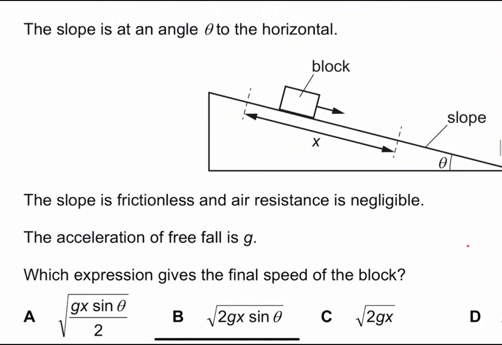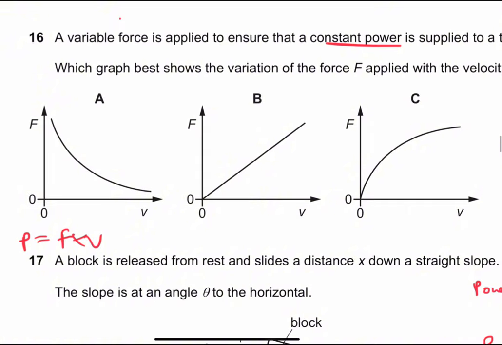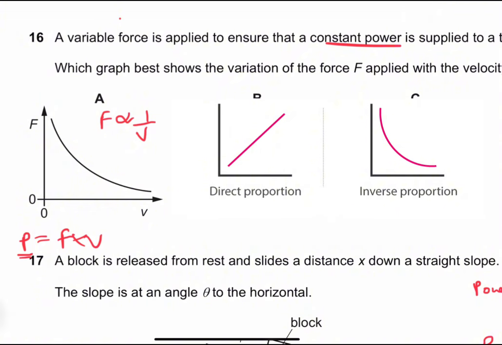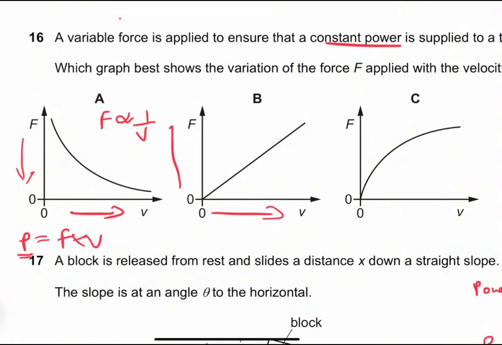Now that we know that power is equal to force times velocity, how do we interpret graphs? Whenever you see a question on graphs, they are very high order questions. You have to ask yourself, what equation do I know? What relationship do I know? We know that power is equal to FV, but we're told the power is constant. Remember variation: it means that force is inversely proportional to the velocity. So we need an inverse proportional graph. On the right hand of your screen, I've shown you a graph for direct proportion and a graph for inverse proportion. Direct proportion generally means as one quantity increases, the other quantity increases. So this is for direct, and this is for inverse variation.